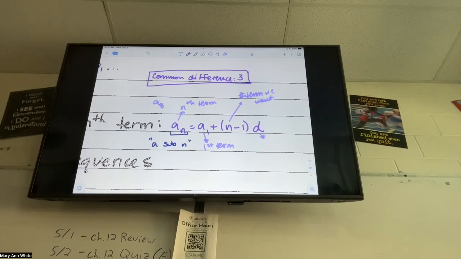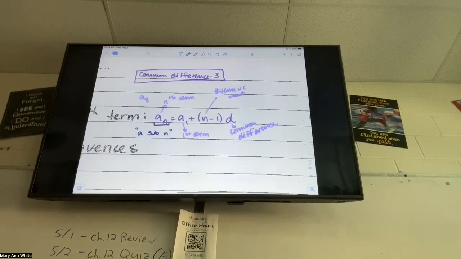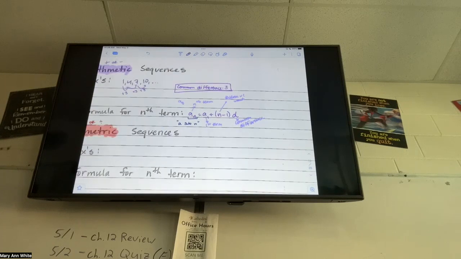It's d. Literally on the board. Common difference. Yeah, who would have thought that I maybe would have taught you a word and we're going to use it. Common difference. So that's what we changed. That's what you're adding each time, subtracting each time to get to the next term.